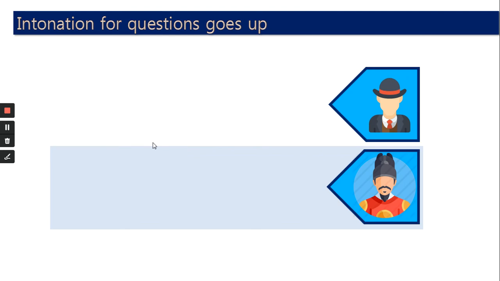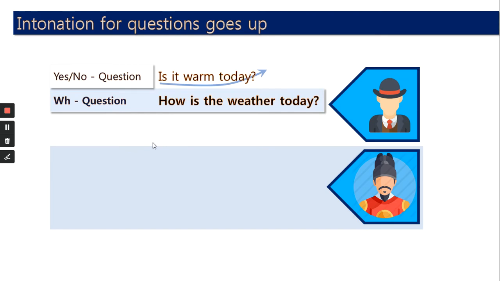And here we talk about the intonation. Okay, in English, is it warm today? This is what we call yes-no questions. So when they ask, is it warm today? We need to say yes or no. So this is a yes-no question. And for yes-no questions, the intonation goes up. Is it warm today? It goes up.